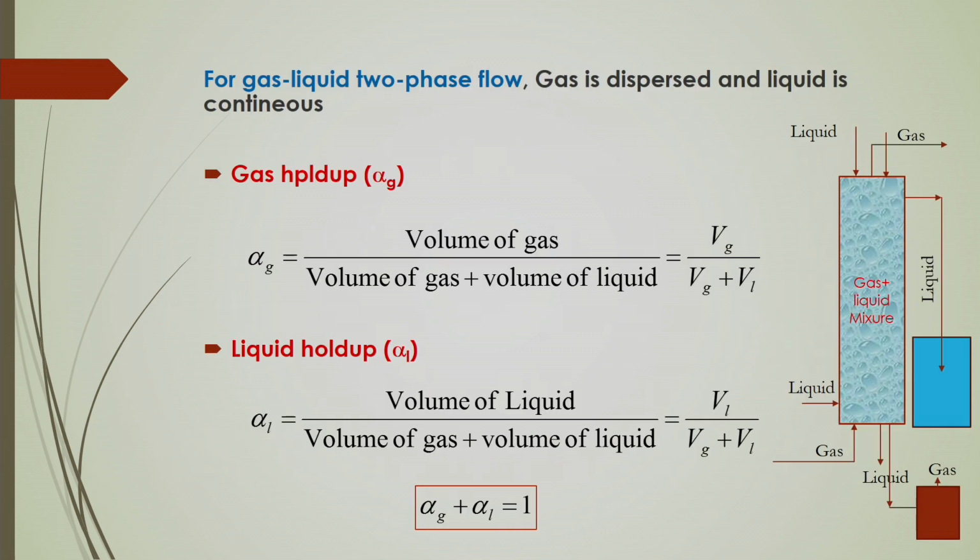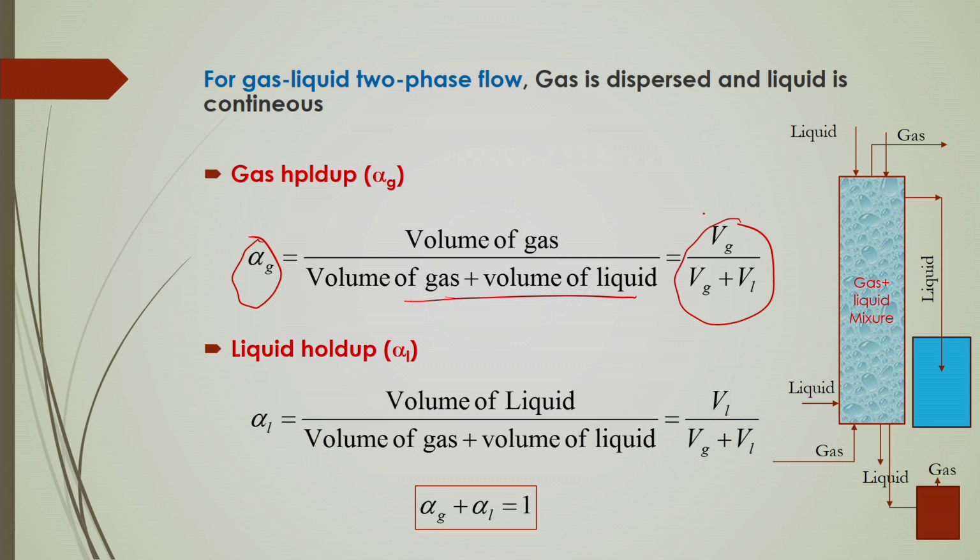Now, for the gas liquid two phase flow, the gas is dispersed and liquid is continuous. In that case, the gas hold up will be defined as alpha g. This is alpha g, that means here the gas hold up for the gas. So, it will be simply the volume of gas out of volume of gas plus volume of liquid. So, it will be like this: Vg divided by Vg plus Vl.